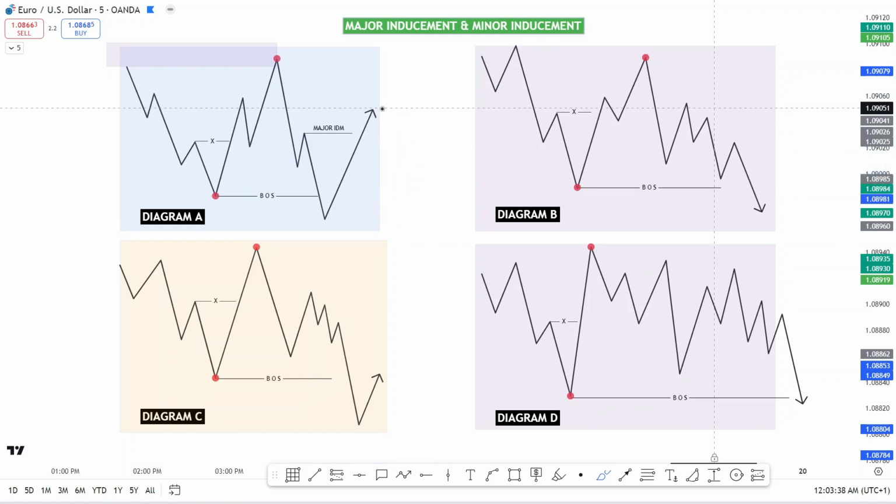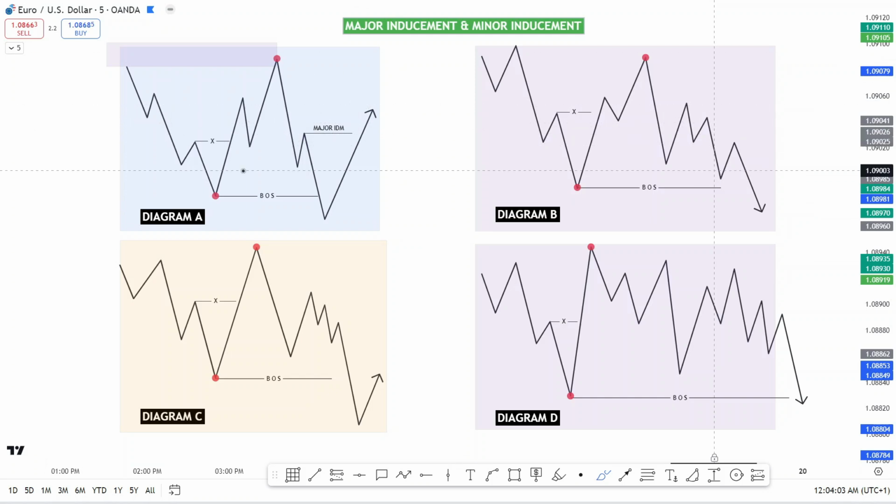Immediately this happens, we look for the same pattern: inducement and mitigation, then continuation to the downside. That's just by the way. We're not talking majorly about entries today. You need to understand this because it is the foundation to your success in smart money concept trading.